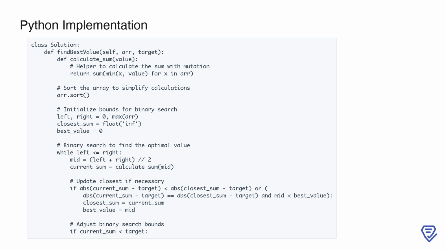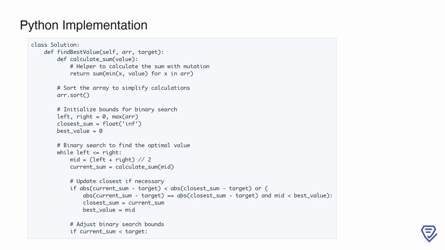Next, we sort the array, which simplifies the process of determining the closest sum. Then, we initialize the bounds for binary search with left set to 0 and right set to the maximum value in the array. We also prepare two variables, closest_sum to track the closest sum we find during the process and best_value to store the corresponding mutation value.